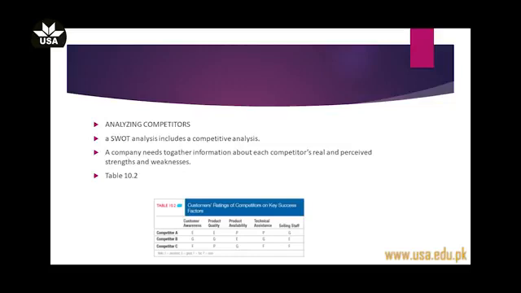There are 3 competitors on the left-hand side: competitor A, competitor B, and competitor C. And the rating is done on the 5 attributes: customer awareness, product quality, product availability, technical assistance, and selling staff. I will also tell you the rating: E stands for excellent, G stands for good, P stands for poor, whereas F stands for fair.